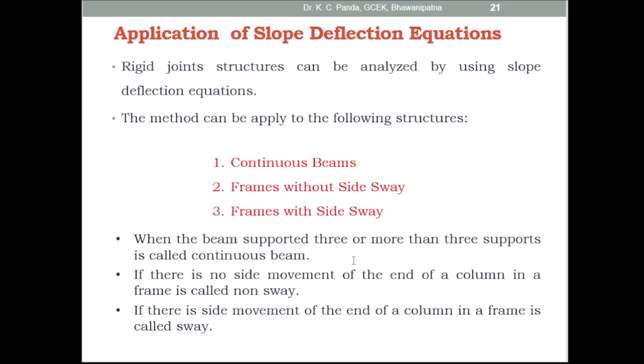When the beam is supported on 3 or more than 3 supports, it is called a continuous beam. You know, if there is no side movement of the end of a column in a frame, it is called non-sway. If there is side movement of the end of a column in a frame, it is called sway. So you know that there are the continuous beam, the non-sway frame and the sway frame.